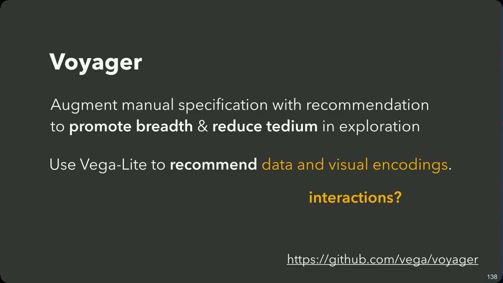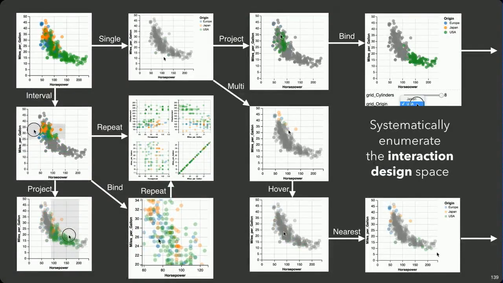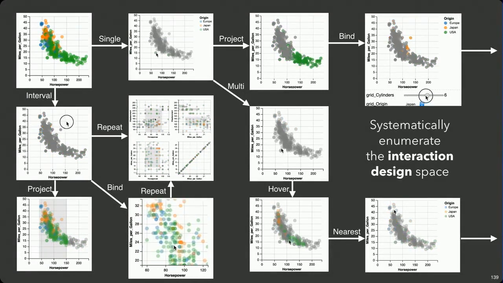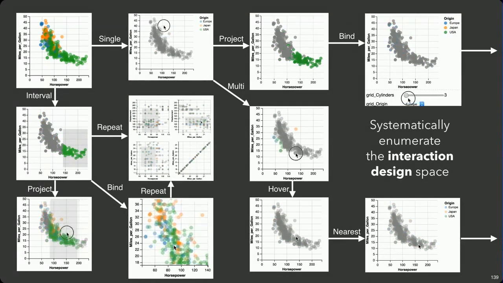So from Voyager, we can see that Vega-Lite can be used to support recommendations of data and visual encodings. One area of future work that we are excited about is applying a similar approach to recommend interactions. With Vega-Lite's concise syntax for composing interaction, we can just add one small targeted change to a specification and generate a dramatically different interaction technique. With these small changes, we can easily write a program to enumerate the space of interaction design for visualization and recommend interaction techniques as well.